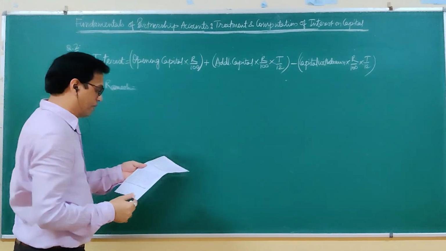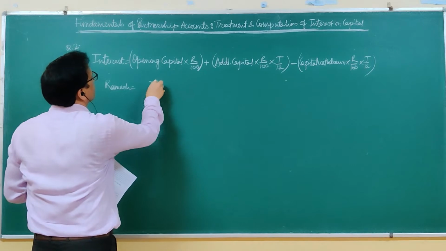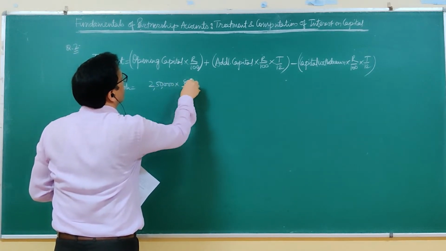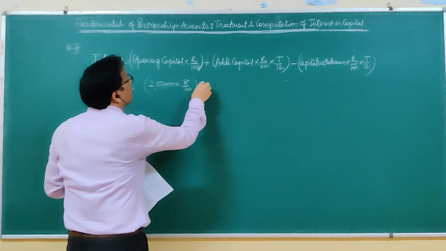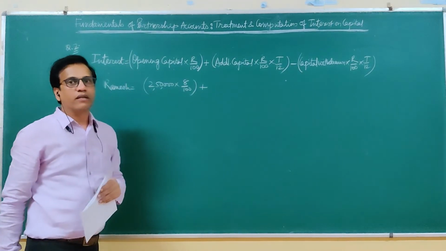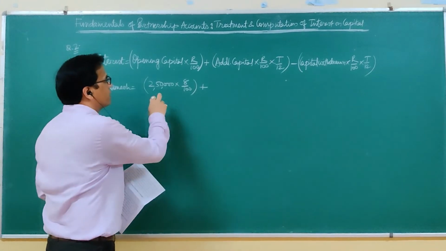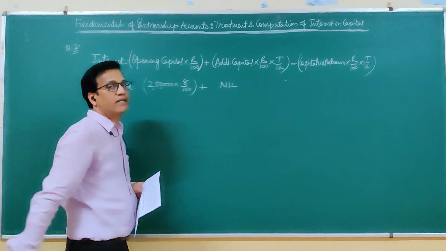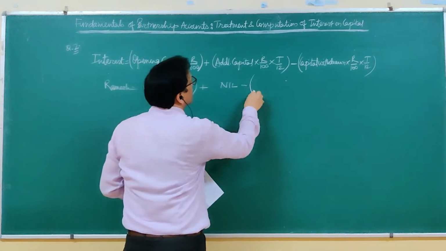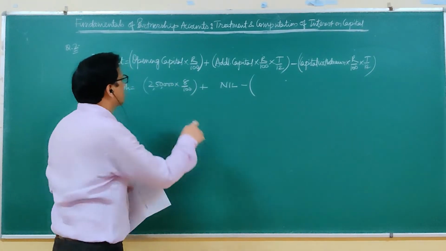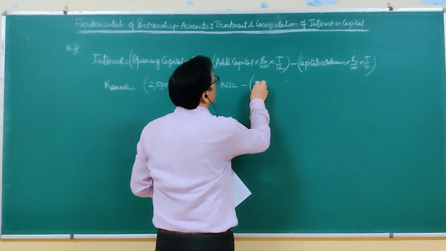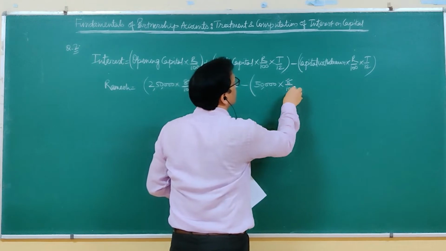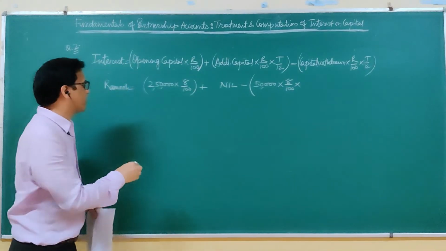Ramesh's opening capital is 2,50,000 rupees. So for opening capital, interest is calculated for the full year. Ramesh has to make his capital 2 lakh rupees, so for that he is withdrawing. So he brings nothing as additional capital, so here it is nil. Then minus, how much does he withdraw? He withdraws 50,000 rupees. Now this 50,000 rupees he has withdrawn on 1st of July.